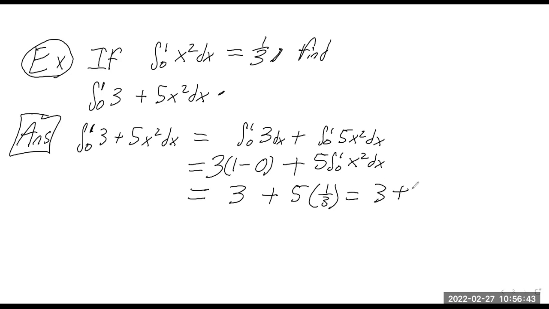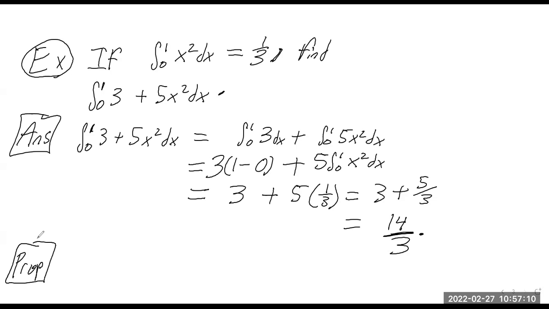Then it's just simplification. So this would be 3 plus 5/3. If you wanted to get it all into one common denominator, then we'll just put this 3 over the 3. We'll get a 9 plus a 5 up top, and we have 14/3.